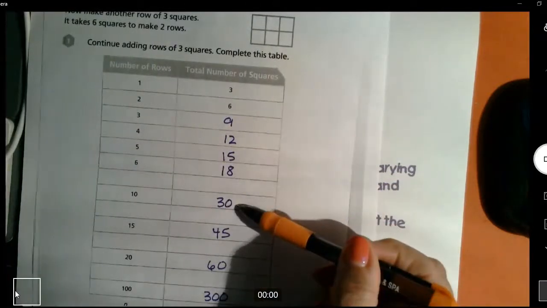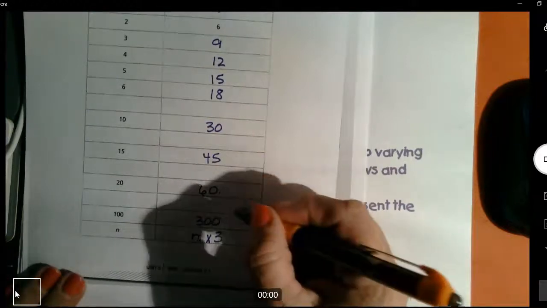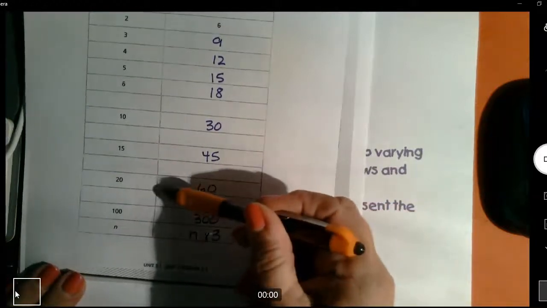If I double 30, I get 60. And when I looked at the number of squares that were in 20 rows, I did get 60. Do you think that I could double the number of squares in 20 rows to find the number in 40 rows? Well, let's think about that for just a moment. If I doubled 20, I would have 40. So if I doubled 60, which would be 60 times 2, I would have 120.